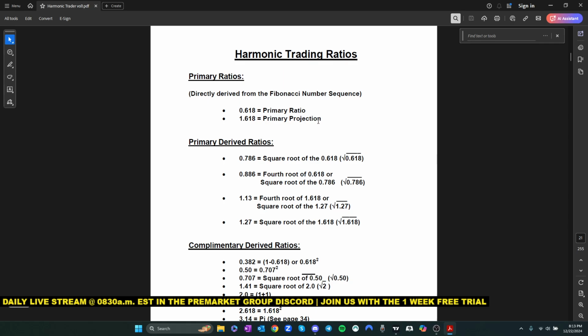The key thing to take from these primary ratios and primary projection is that these numbers are basically the reciprocal of each other. In the Fibonacci sequence, when we get to like the 8th or 9th number, these ratios repeat up to infinity, so they never change. You take the sum of the first 2 numbers, and then for the next number you add the previous two, and that just repeats up to infinity. Once you get to the 8th or 9th number, when you divide the 8th by the 9th, you get 0.618, and when you do the inverse of that, you get 1.618. So that's where those come from.